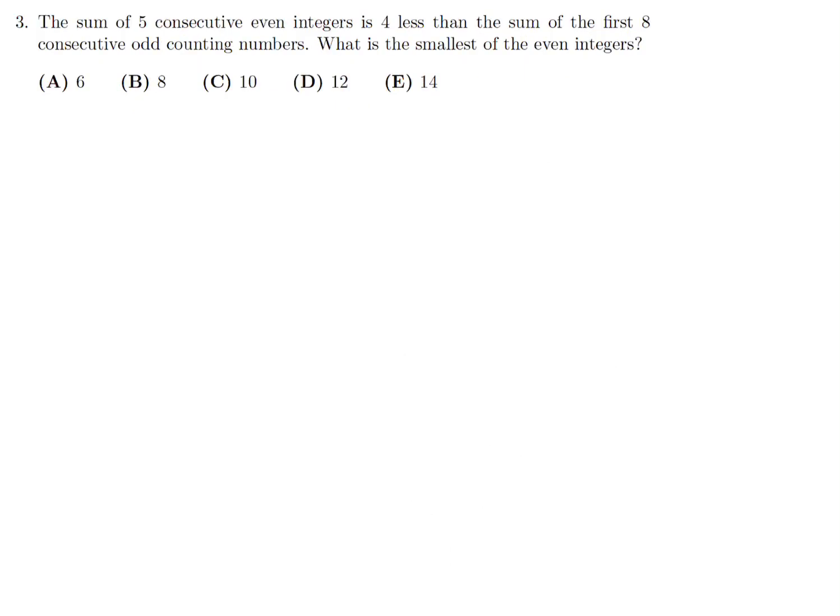The sum of 5 consecutive even integers is 4 less than the sum of the first 8 consecutive odd numbers. What is the smallest of the even integers? So we have 5 consecutive even integers. So that means you have 2k, 2k plus 2, 2k plus 4, and 2k plus 6, and 2k plus 8. These are 5 consecutive even integers.